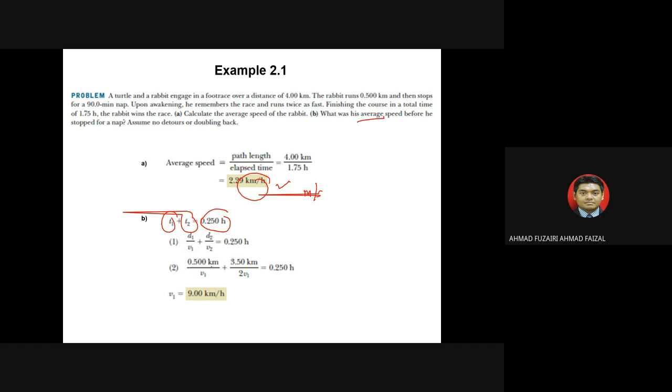This is the 0.5 kilometers, and then after that he stops for a nap. So that is another speed, and another 3.5 kilometers at twice as fast, 2 times the first speed. That equals 0.25 hours, because this is the only time that the rabbit runs. Most of the time the rabbit sleeps. 90 minutes is 1.5 hours, and 1.75 minus 1.5 gives you 0.25 hours of running. Therefore the average speed will be 9 kilometers per hour.